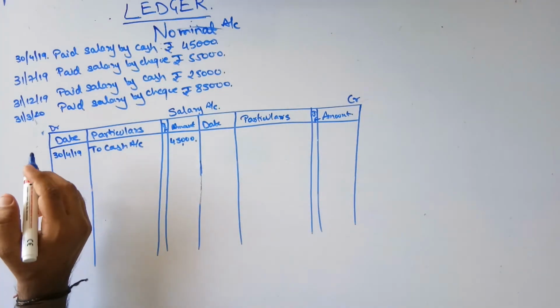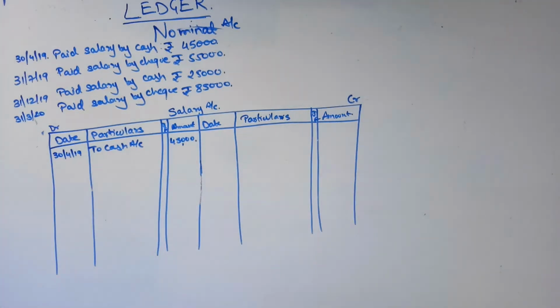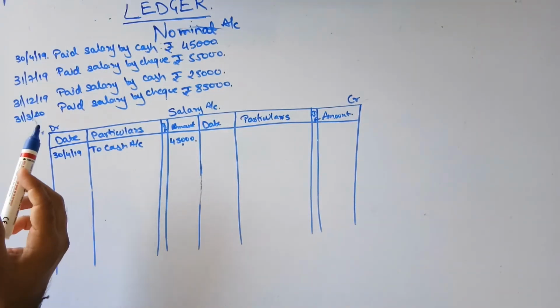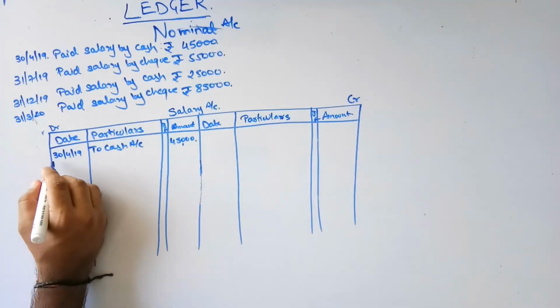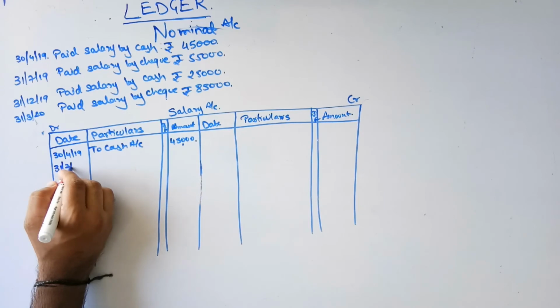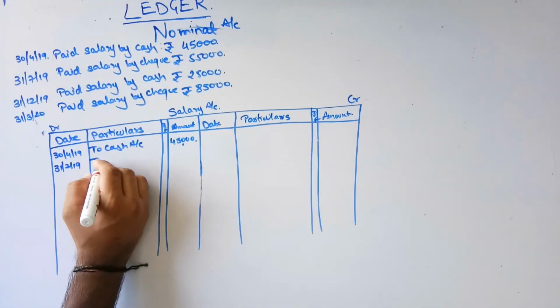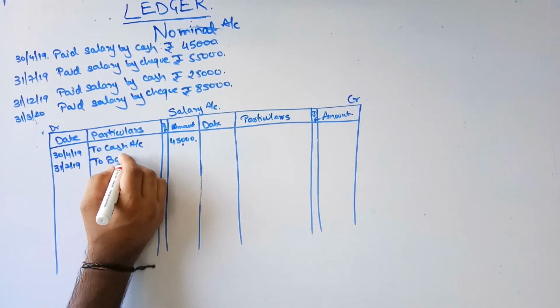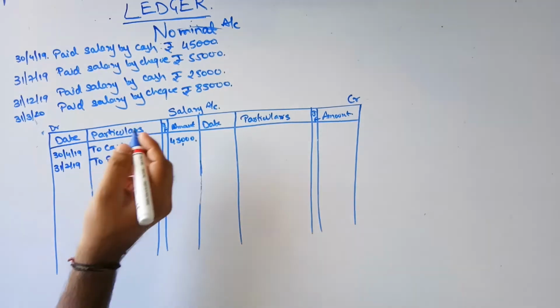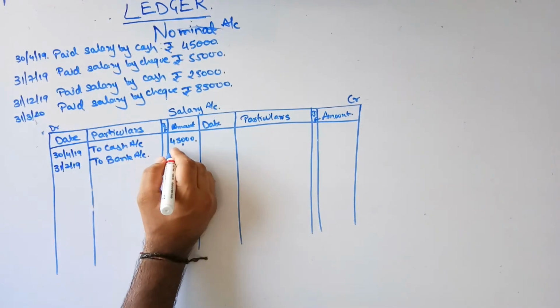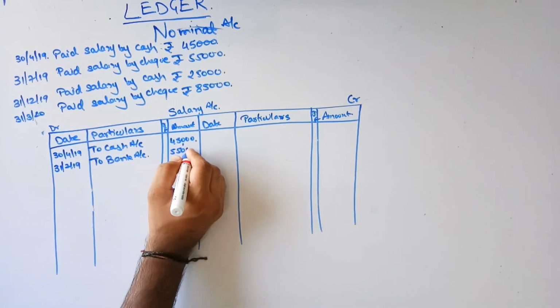31st of July 19, paid salary by cheque, rupees 55,000. Same over here also: salary account debit to bank account. 31st of July 19, to bank account. Why bank account? Because a cheque is issued. So where will the cheque go? Obviously into the bank account.